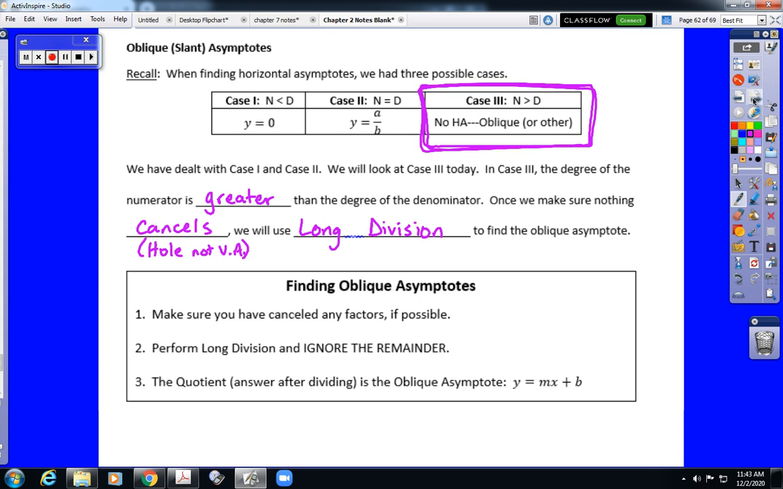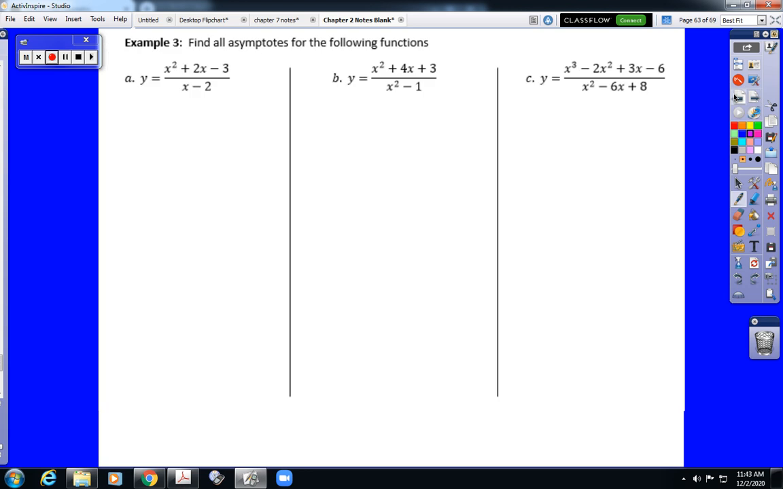So let's look at some examples of this. Again, it says find all the asymptotes for the following functions. We're going to add to those directions. We're also going to be spotting any holes that might pop up. We're just going to look at the whole process of finding horizontal and vertical asymptotes, oblique asymptotes, and holes, which would be our special cases that could come up in this situation.